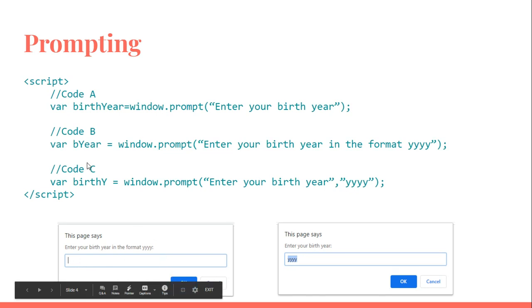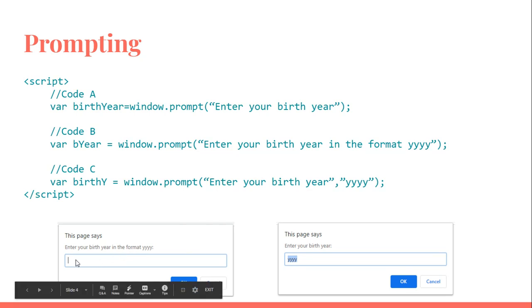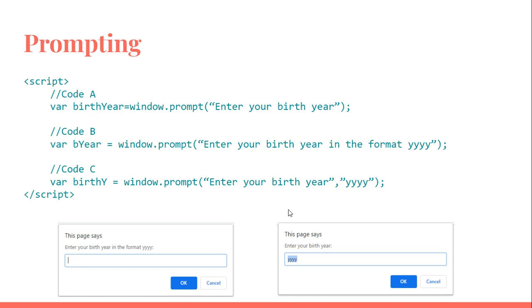Code C then does the same thing, but uses an optional parameter inside window.prompt. And so I say, enter your birth year, and then comma, and another set of quotes, YYYY. And what I get is a default answer here. And hopefully they'll see that, and they'll type in 2020 or 1972 or whatever their birth year is. So you can see the difference that code B shows up with a blank input space, and code C shows up with this default input inside of our input space. Either is fine. Be specific when you're asking a user about the format in which you want the information.